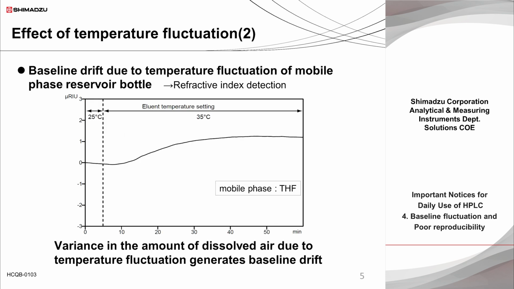This figure shows the baseline drifting of a refractive index detector caused by temperature fluctuation. When the room temperature varies from 25 degrees Celsius to 35 degrees Celsius, the temperature of the THF mobile phase also varies, and baseline fluctuations can be observed even when a column oven is used. Please note that such drifting can also have a significant effect on peak integration, which affects quantitative calculations.